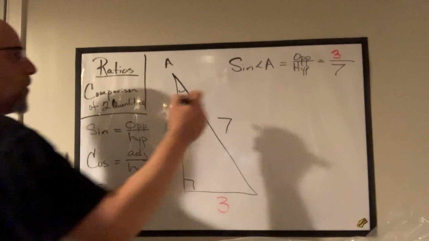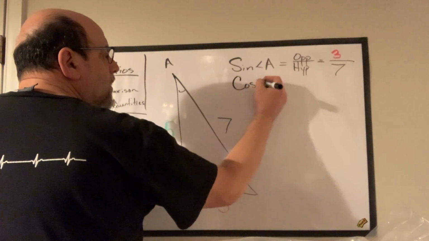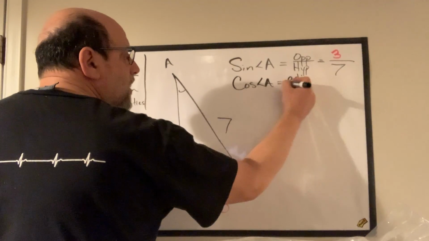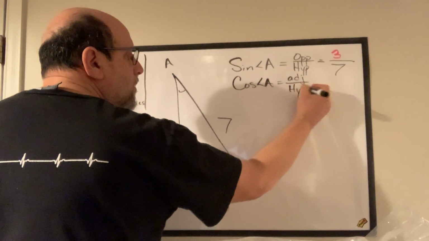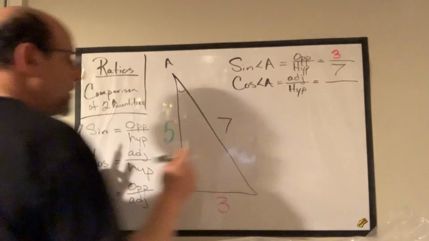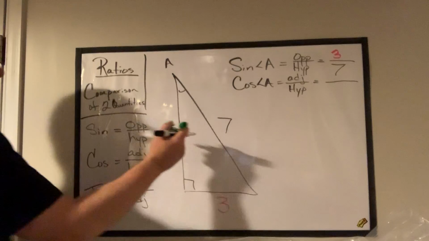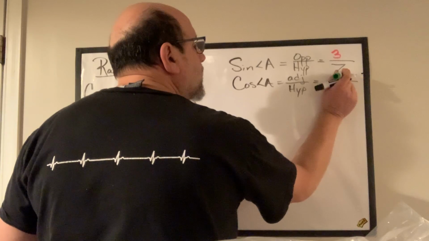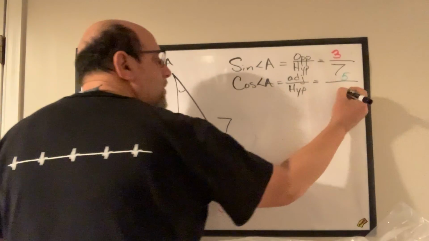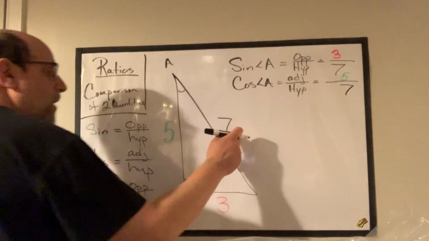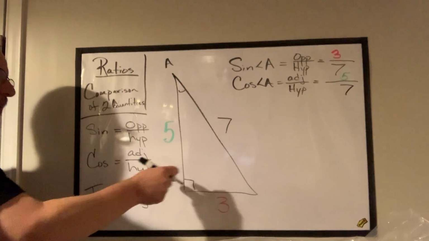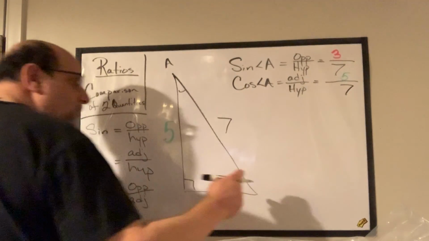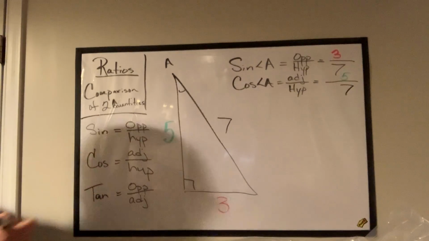Now we're going to talk about the cosine of angle A, and that is the length of the adjacent side compared to the hypotenuse. And that's going to be, what's the length of the adjacent side? That's 5. Not giving myself very much room, am I? All right, there's 5 compared to the length of the hypotenuse, which is 7. So the adjacent side is right here. And that's 5 compared to the hypotenuse, that one right there. And that's 7.